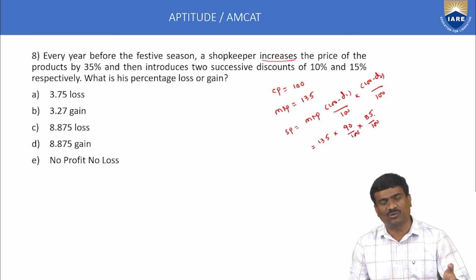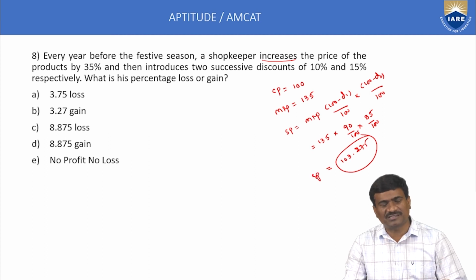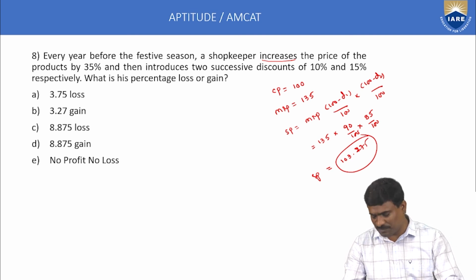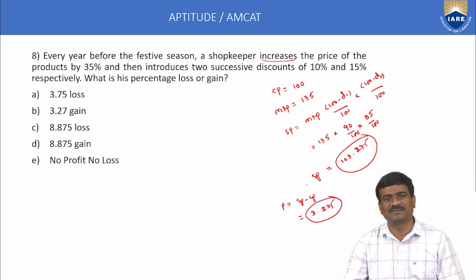D1 10% discount and D2 15% discount. Next, 135 into 90 by 100 into 85 by 100 is equal to 103.275. This is called selling price. Next, cost price is equal to 100. Selling price is equal to 103.275. Then profit is equal to selling price minus cost price is equal to 3.275, which is called profit.